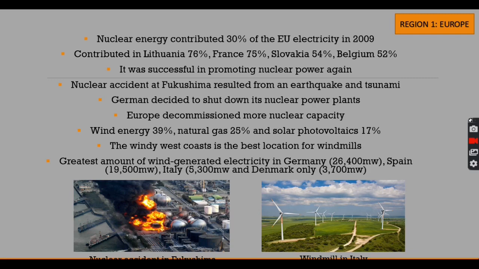3,700 megawatts. So you can see in the picture, this is the nuclear accident in Fukushima, after which nuclear power had to be shut down in Germany. And this is the windmill in Italy.